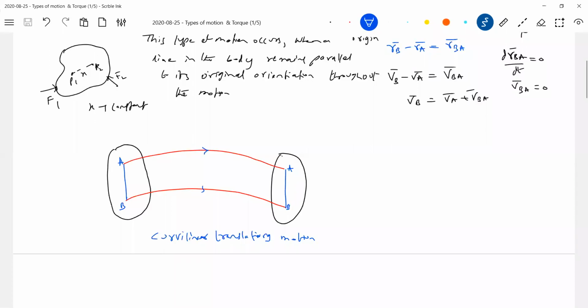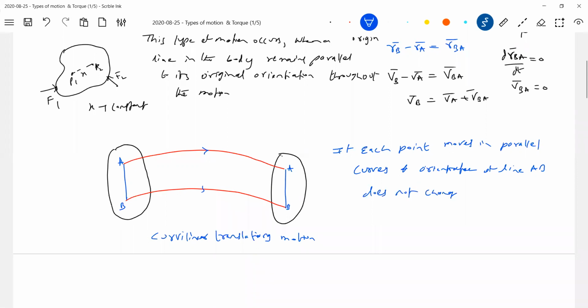Okay, fine. So now we'll go for the next one. I'll give one more example. It will be easy for you. So what do you mean by curvilinear translative motion? Now, if each point moves in parallel curves and the orientation of line AB does not change. So not only one, not only this. The paths of all these will be parallel.